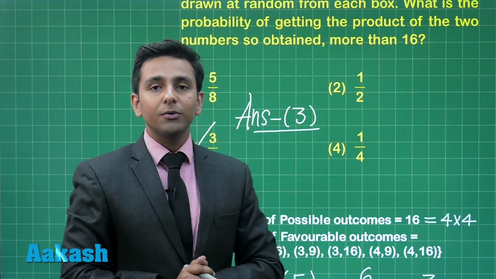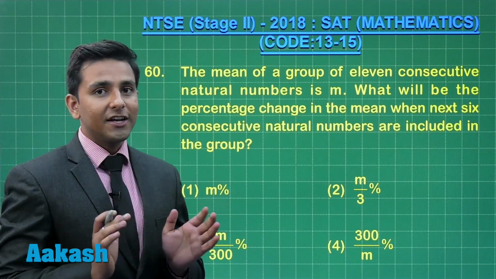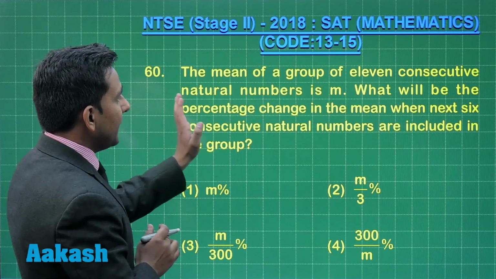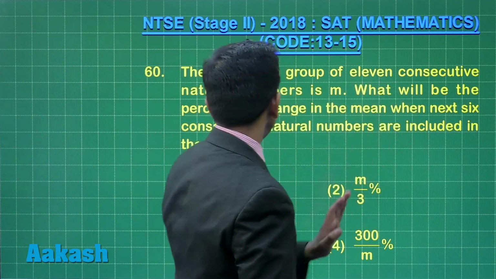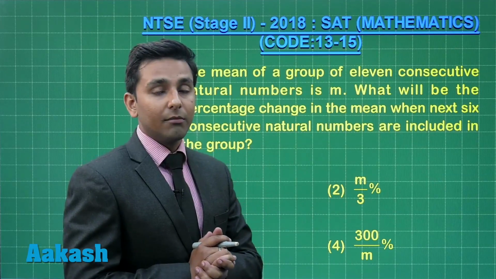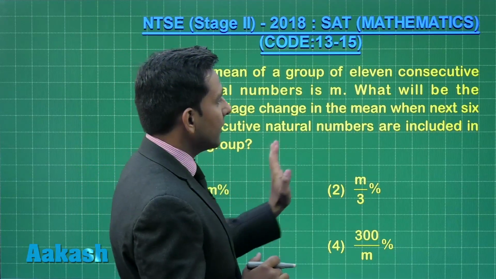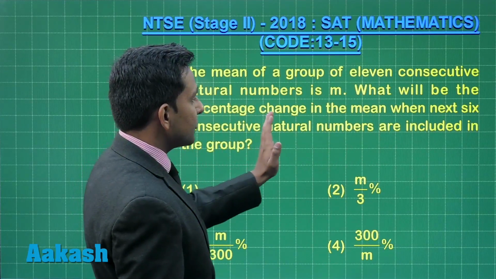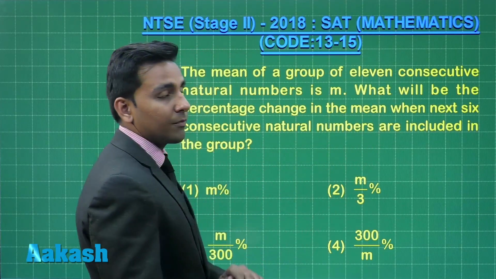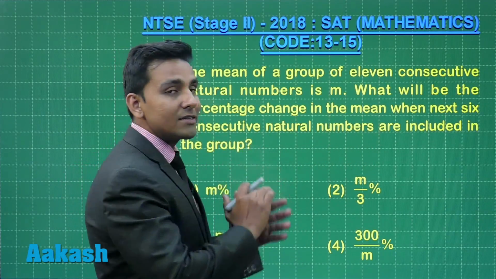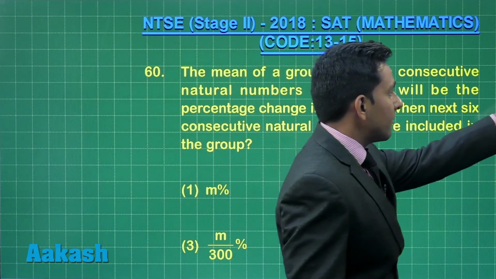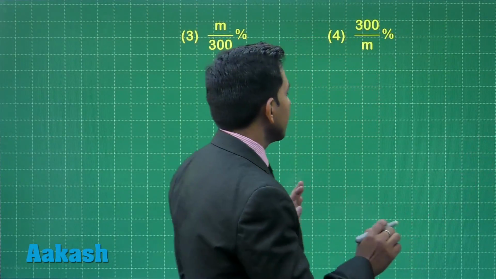Now let's move forward to question number 60. Now let's take the last question of the math section. Question number 60. The mean of a group of 11 consecutive natural numbers is m. So here we have the mean of 11 consecutive natural numbers, which is represented by m. Further, what will be the percentage change in the mean when the next 6 consecutive natural numbers are included in the group? Here we have to include 6 more consecutive natural numbers, then we have to find the percentage change in the mean. So here we can find the mean of 11 consecutive numbers.